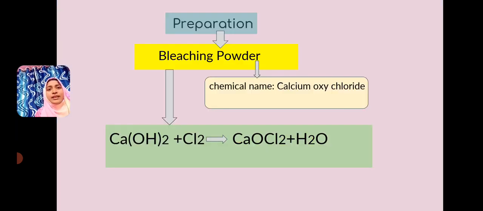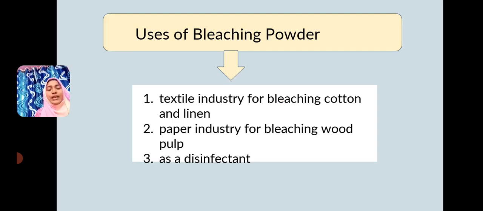Okay. Next, preparation of bleaching powder. How do we prepare this bleaching powder? The chemical name of bleaching powder is calcium oxychloride. How do we prepare it? We take calcium hydroxide, which reacts with chlorine to give calcium oxychloride, CaOCl2, plus water.